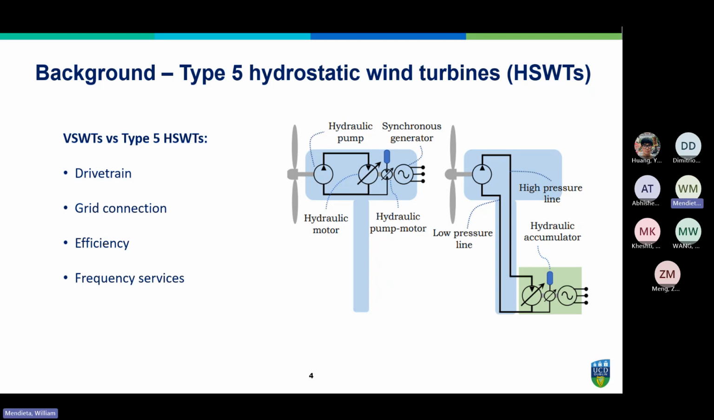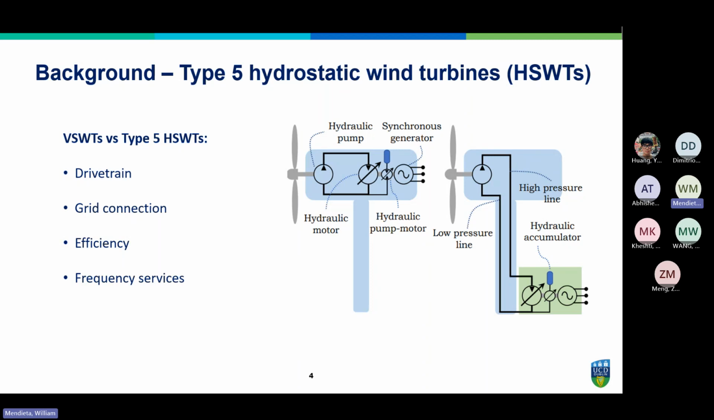Variable speed wind turbines are connected to the grid via a partial or full power converter. On the other hand, since the hydrostatic transmission provides a continuously variable transmission, a synchronous generator can be connected without using a power converter to match the grid frequency.